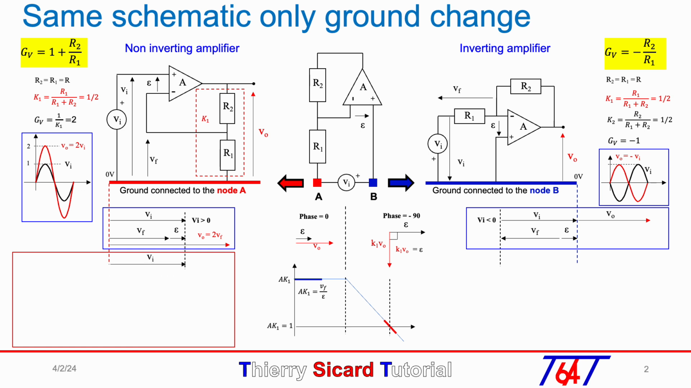We start with the reference vector Vin attached to the 0 volt red dotted line. The vector Vf, which is K1 times Vout, is also attached to this red dotted line, followed by the vector epsilon with 90 degrees angle. To get Vin equal Vf plus epsilon, the Vf phase must be minus 45 degrees and its module 0.7 Vin. The output voltage noted in red is twice Vf.